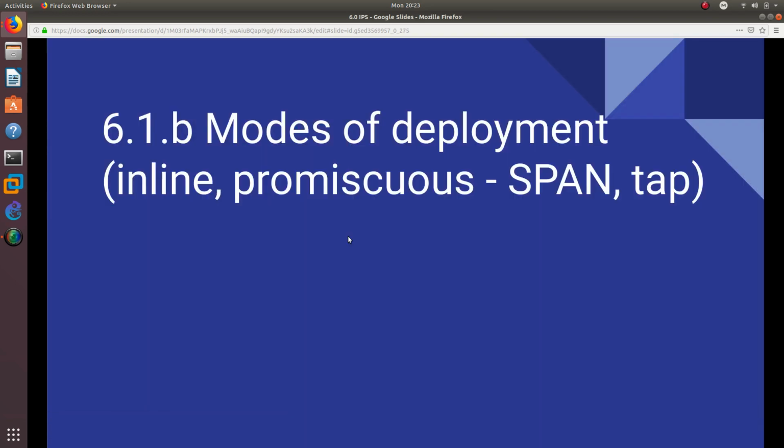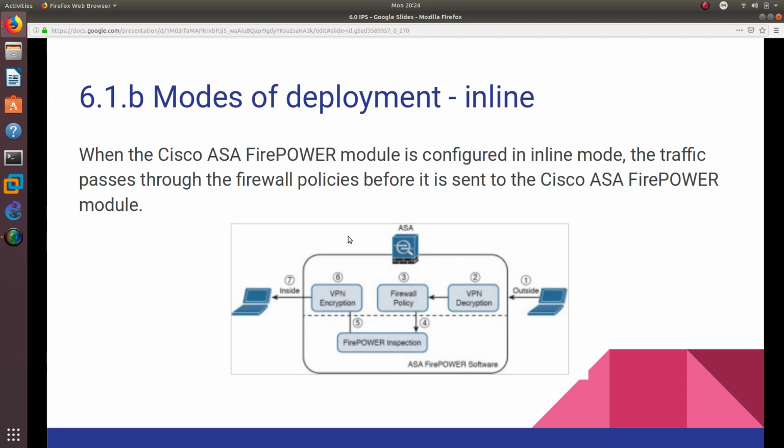And now moving on, we're going to 6.1b, modes of deployment: inline, promiscuous, SPAN, and TAP. So now we are going to go over the inline. So this is how the inline works.